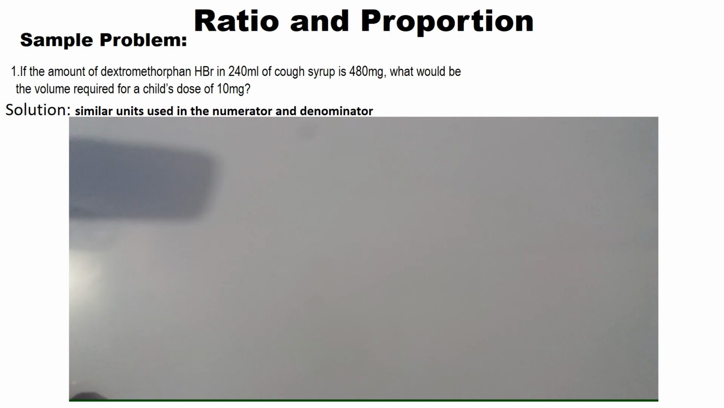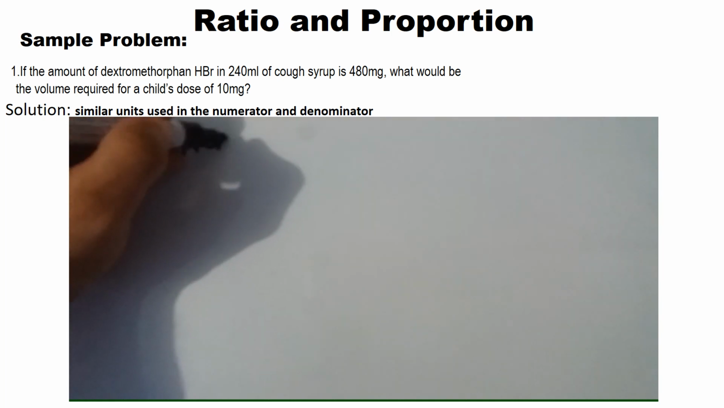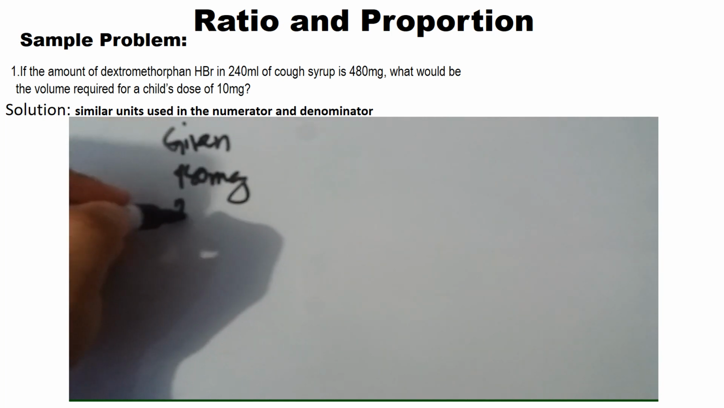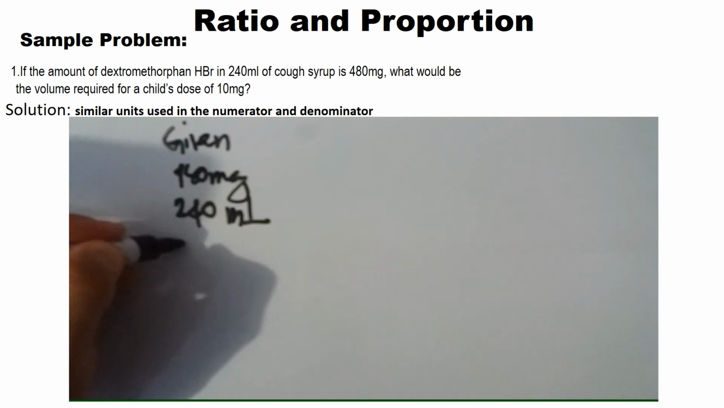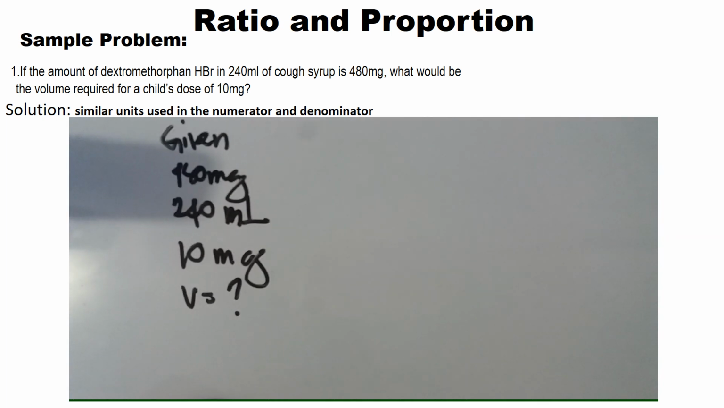The given here is that in each 240 ml of cough syrup, it contains 480 milligram of dextromethorphan hydrobromide. What if the amount that was administered to the child is only 10 milligram? What is the equivalent volume of this 10 milligram? In solving, you always have to write the given first. You have 480 milligram, 240 ml, and 10 milligram. The volume is the unknown.